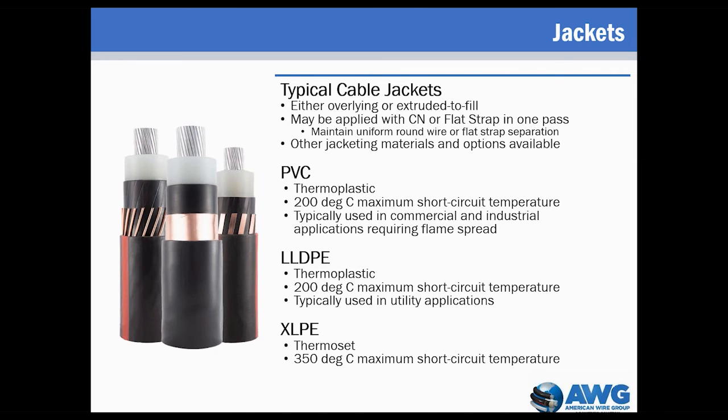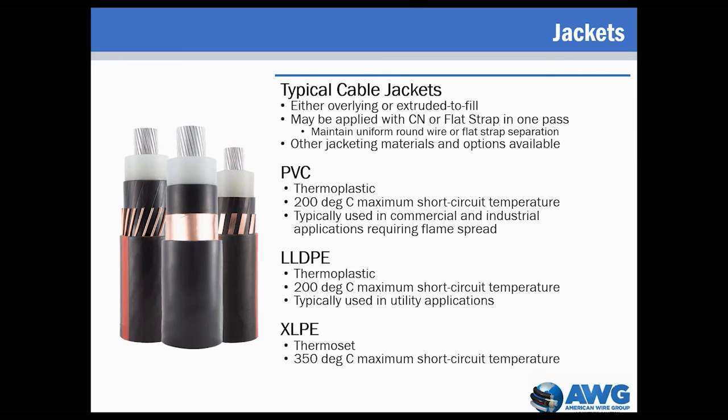A medium voltage cable jacket is selected based on the application to protect the cable from the installation environment, allowing the cable to achieve a long and worry-free service life. The cable jacket may be overlying, where it is extruded into a tube over the metallic shielding layer, or extruded to fill, meaning that it is extruded over top of and in between the metallic shield components. This is quite often done with concentric neutral wire shields in one pass so that the individual wires do not move when the cable is handled.